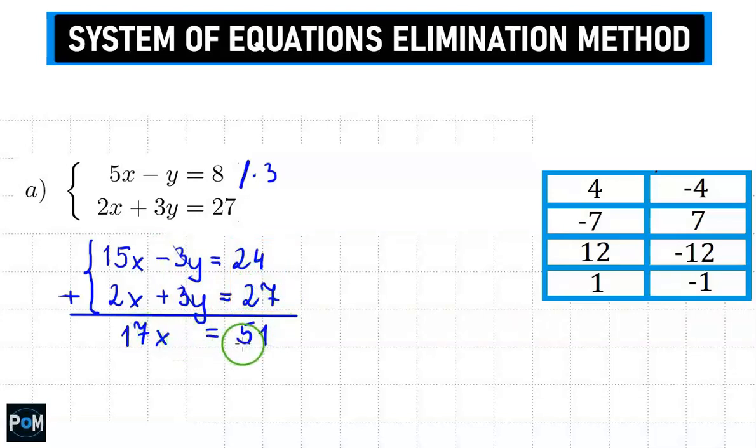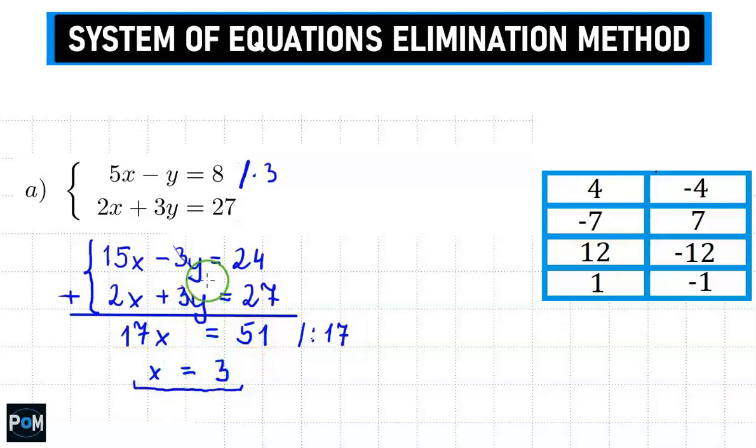And now I have an equation with only x. So now I divide by the number that's next to x, which means dividing by 17. And from this, I get x. 51 divided by 17 equals exactly 3. So I have calculated x already, and now I still need to calculate y.